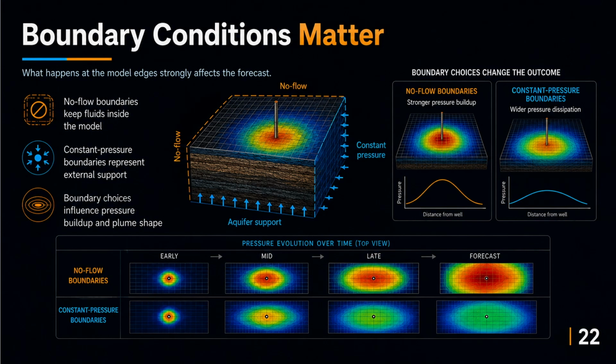This slide compares the effect of different boundary assumptions. The key lesson is that boundary conditions are not minor technical details. They define the physical environment around the model. In small sector models, boundaries are especially important because they may artificially constrain pressure or fluid movement. In full field models, boundaries may represent aquifer support, sealing faults, no-flow limits, or regional pressure sinks. For field-scale CCS and UHS, wrong boundary assumptions can lead to overestimating injectivity or underestimating pressure risk.